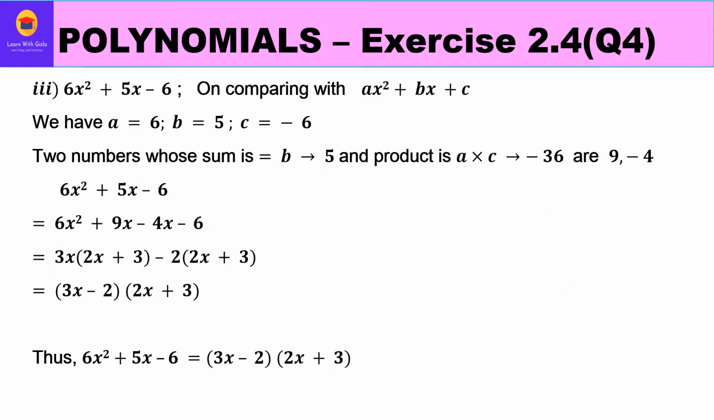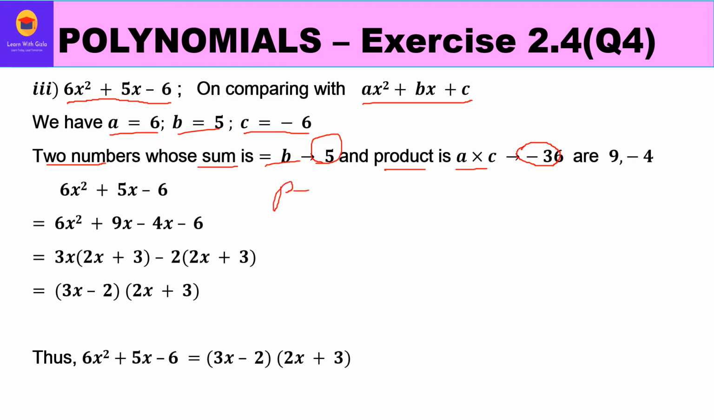Now in the third part we have to factorize 6x square plus 5x minus 6. On comparing it with the standard form ax square plus bx plus c, we will find that a is 6, b is 5 and c is minus 6. Now we have to think of two numbers such that their sum is b, which is 5, and the product is a into c, which is 6 into minus 6, which is minus 36.